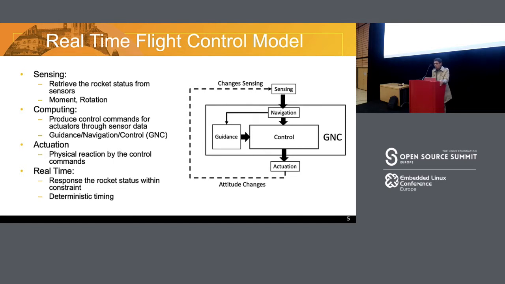In the actuation stage, we have different kinds of actuators, like TVC or valve. And these will adjust rocket status by executing the control command from the computing. And these changes will be detected by the sensors. And so the flight control will be a loop operation. And what we need to do is to make sure this flight control operation is real time.